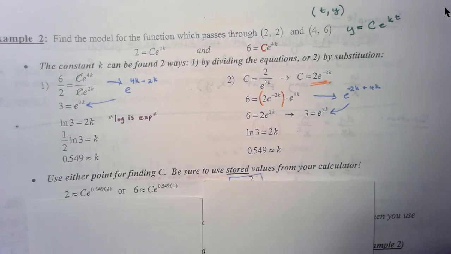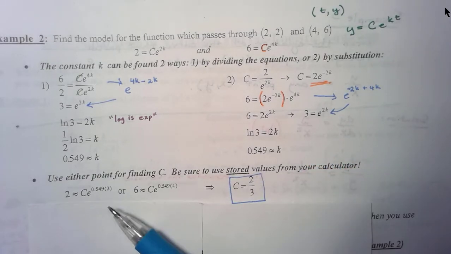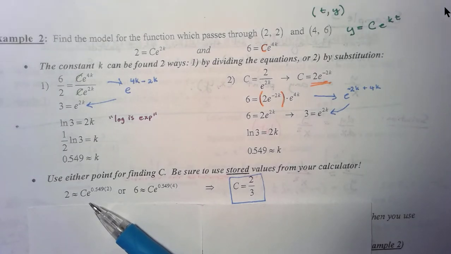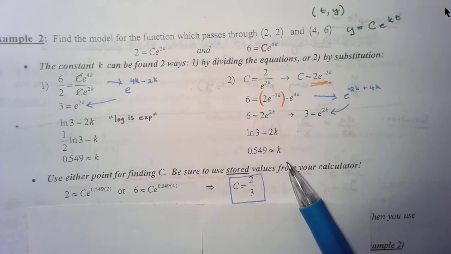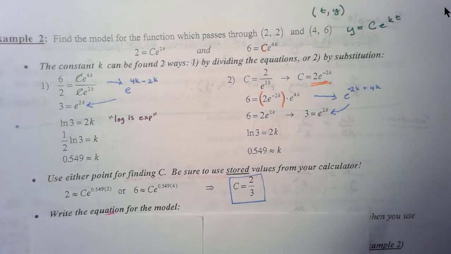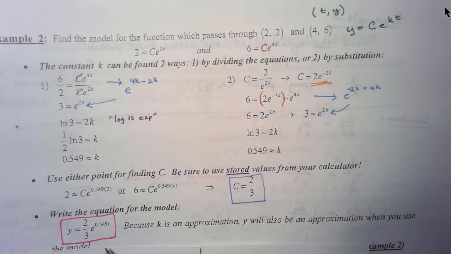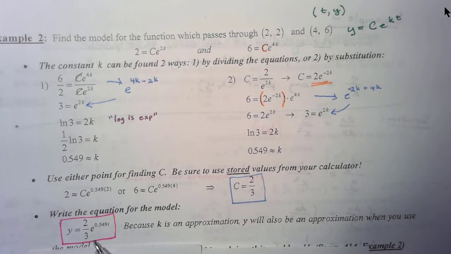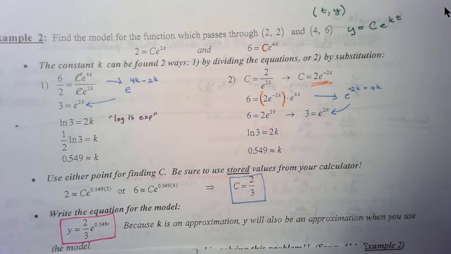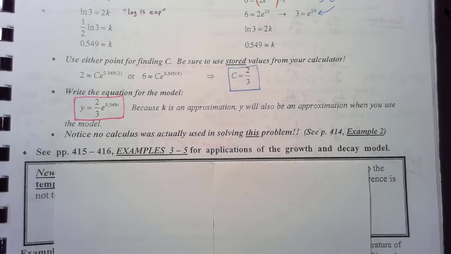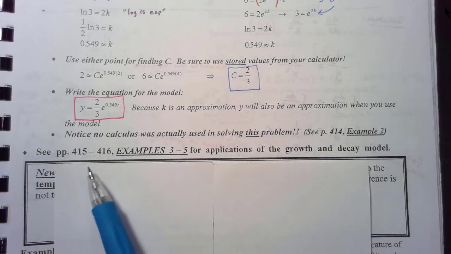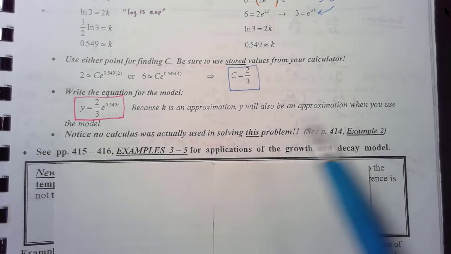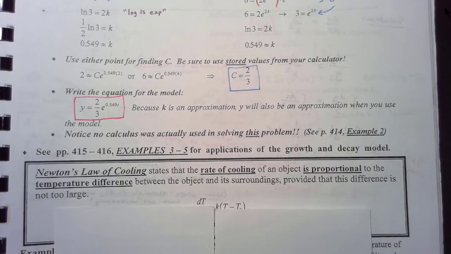Now we're going to store that value for k. To store that value for k, I can now find c, and I can use either one of these equations using our stored value for k. And I'm now finally able to write the equation for my model. y is 2/3 e^(0.549t). And there's my equation for the model. I will leave it to you to be sure to look at examples 3 through 5 on pages 415 to 416 for other applications.